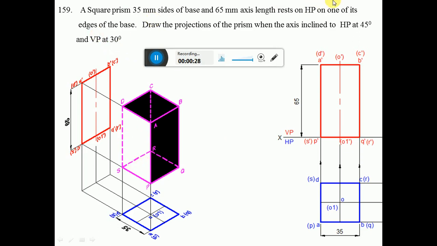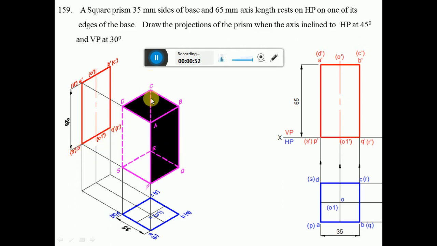Since it says it's on one of the edges of the base, the edge which is resting on HP has to be perpendicular to VP. In this condition, you can see PS and QR are both the edges which are perpendicular to VP. So obviously you will be getting a point here, P dash and S dash and Q dash R dash.